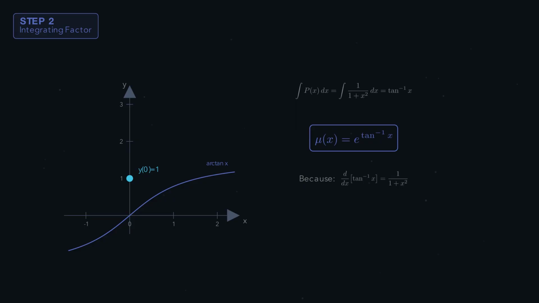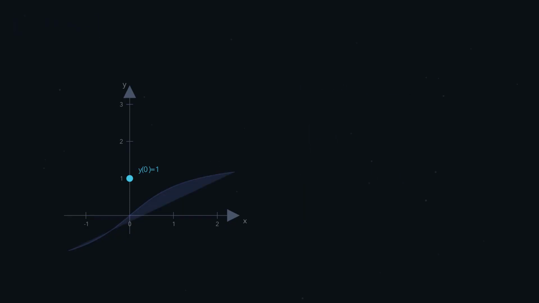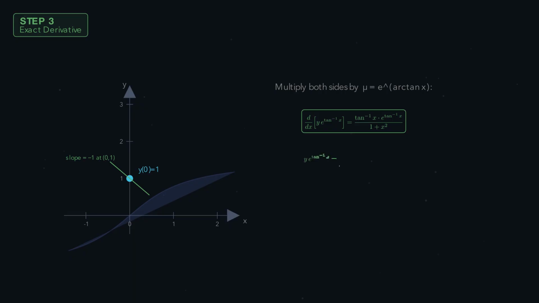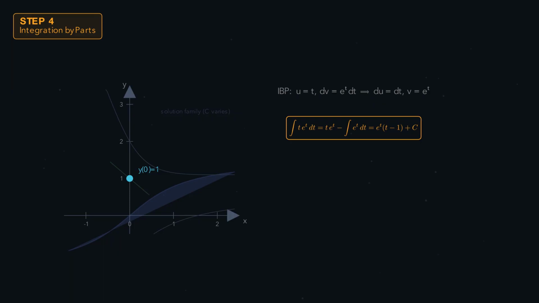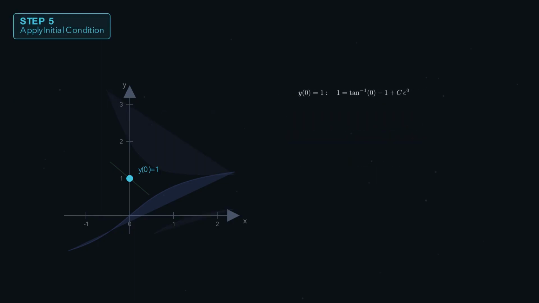When we multiply the ODE by this factor, the left side becomes the exact derivative of y times e to the arctangent x. So, integrating both sides is now straightforward. The right side integral, e to the t times t, is solved by parts. With u equals t and dv equals e to the t, we get e to the t times the quantity t minus 1 plus a constant. Substituting back, the general solution is y equals arctangent x minus 1 plus c times e to the negative arctangent x.